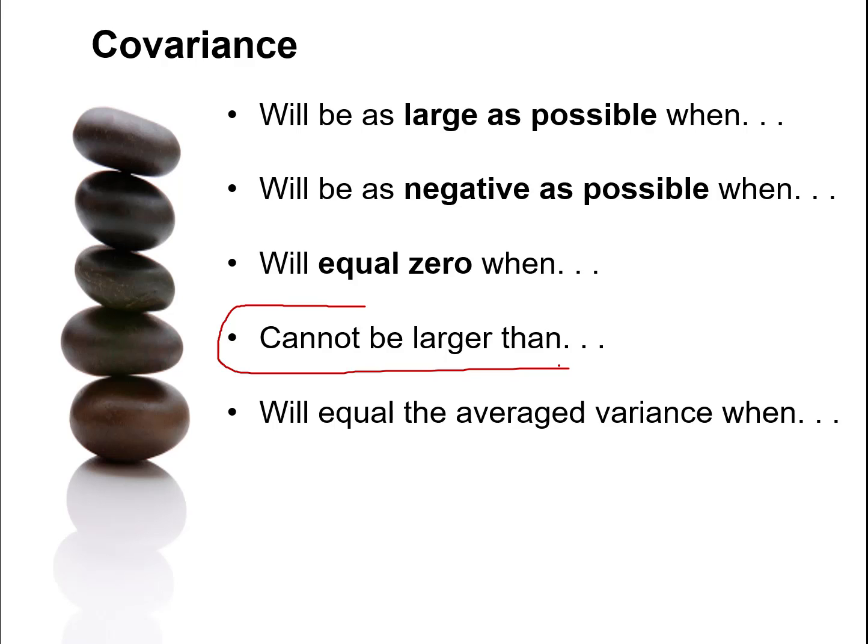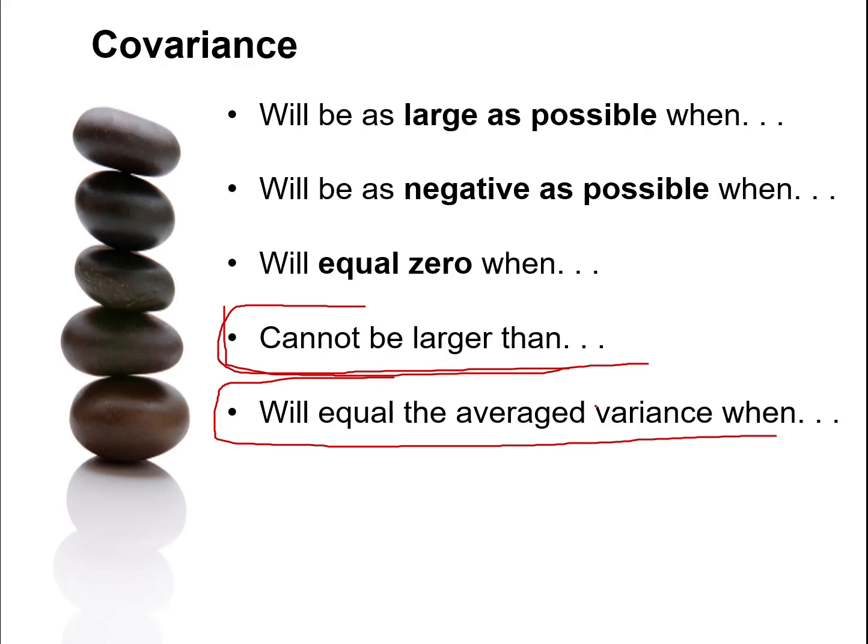Or said a little differently, the covariance cannot be larger than a measure of averaged variance. In a little bit, I'm going to talk about a special way that we're going to take an average between those two variances. But for right now, we'll just say it this way. Your covariance cannot be larger than the averaged variance. So that's an upper limit. It can't be larger than that value. Or if you have a negative relationship, the absolute value of your covariance cannot be larger than your averaged variance. And as you might guess along this line, it will actually equal your averaged variance if there's a perfect positive correlation.